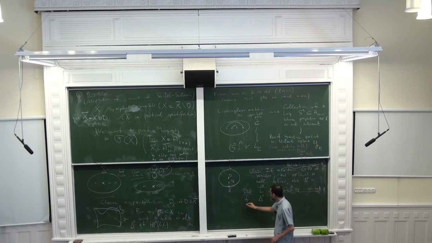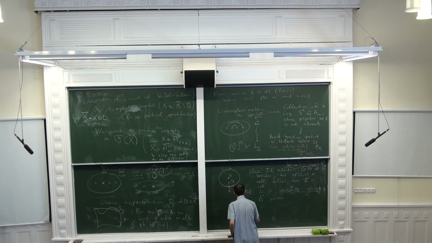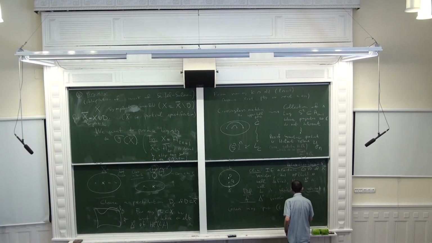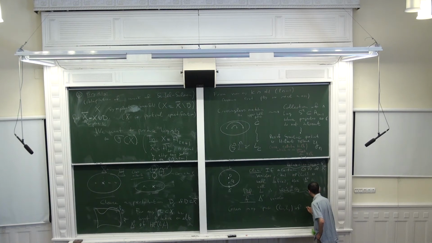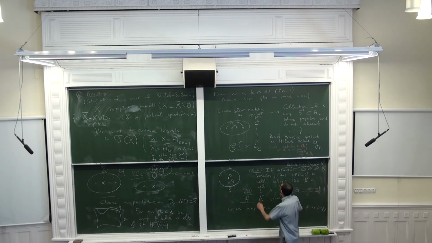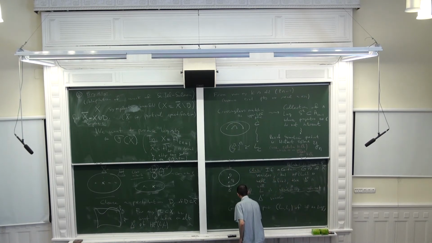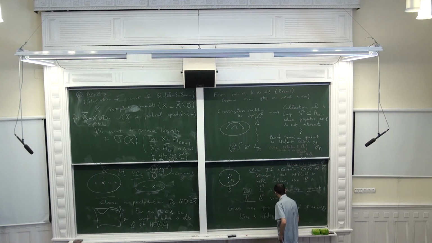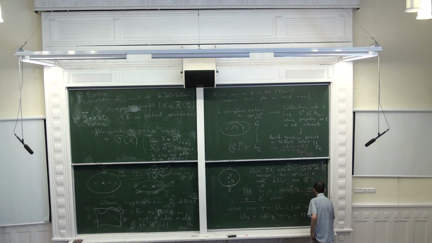Okay, so once you have this, what you can do is that given any pair L0, L1 of infinitesimally invariant Lagrangians, we will define a relative bigrading on the Floer cohomology of L0 and L1.